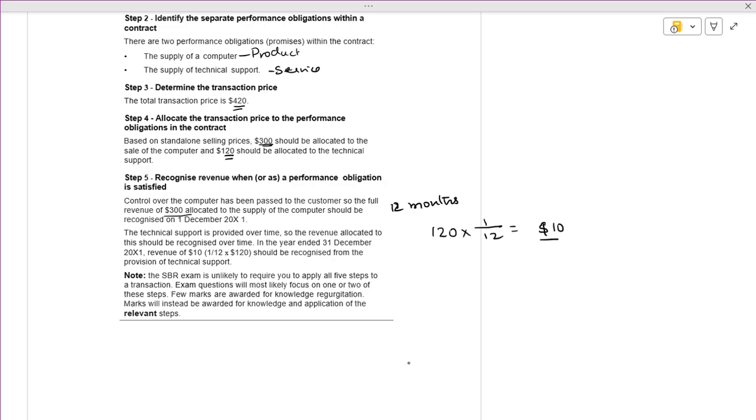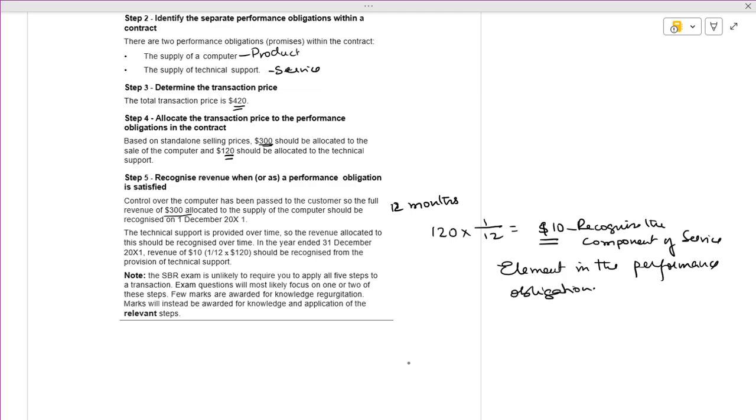Every month we have to recognize the component of the service element in the performance obligation. This is the point where we are very much concerned, and this is the point where we have to understand what we are doing. That is the reason for what they have said. The revenue is going to be 120 divided by 12 every month, as you are providing the service, rather than charging for the 1 full year of service at once.